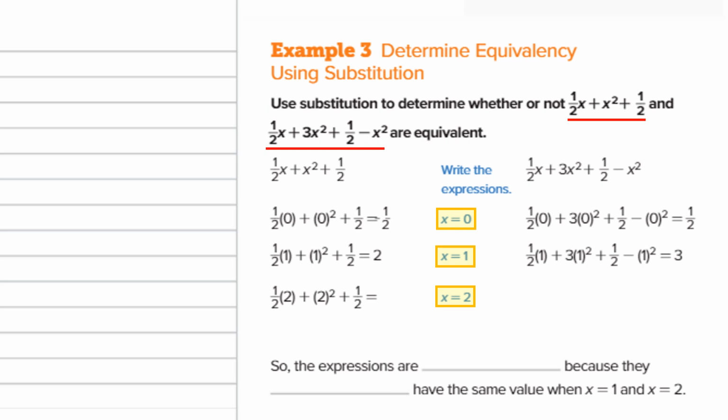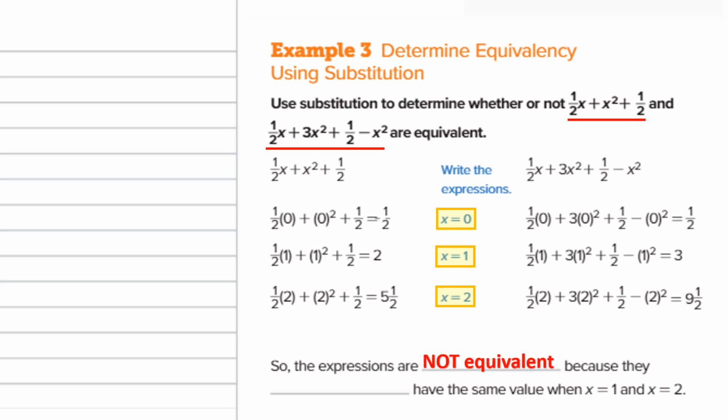What about with 2's? 1/2 times 2, that's 1. 2 squared is 4, so that's 5. Plus 1/2, so that's 5.5, right? But if I plug in with 2's over here, then I have 1/2 times 2, which is 1. Then I have to do 3 times 2 squared, because that's 4 plus 12. I jumped up to 13 plus 1/2 minus 4. 13.5 minus 4, that's going to give me 9.5. Those are not the same.